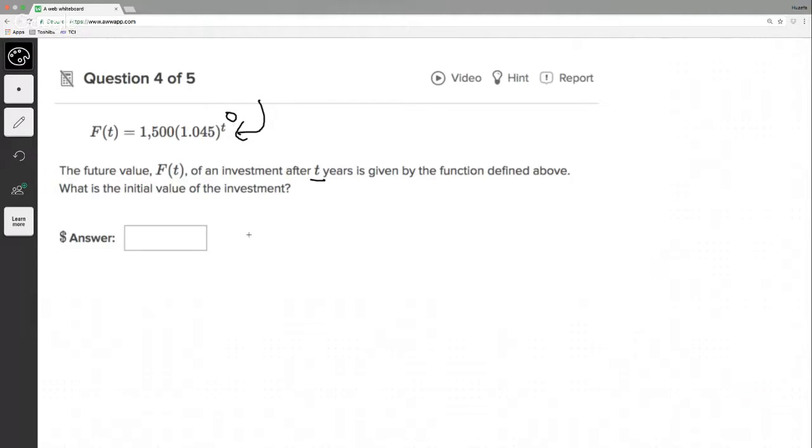If we plug 0 in as an exponent, you should know this, anything to the 0th power is 1. So that 1.045 just turns into a 1. 1500 times 1, anything times 1 is itself. So our initial value of the investment is just 1500.